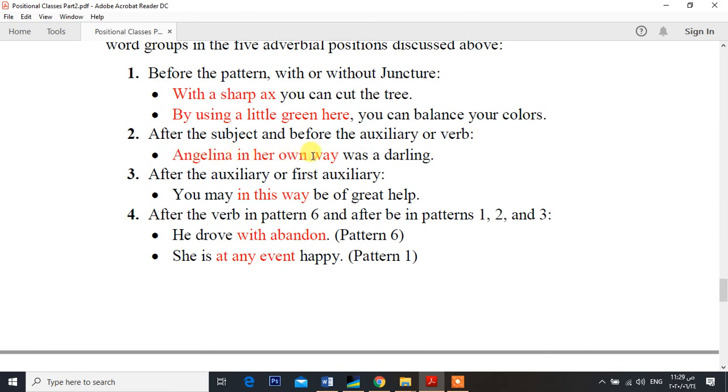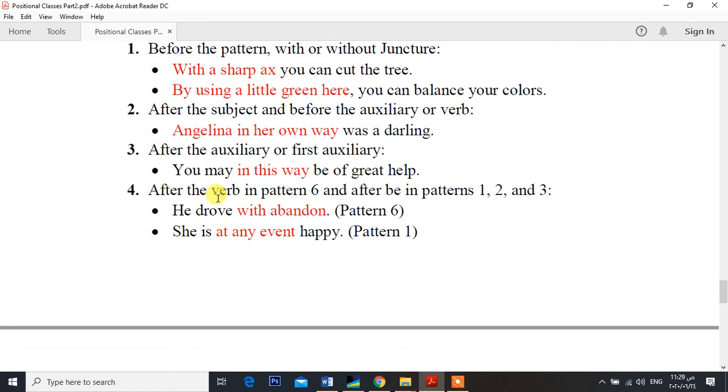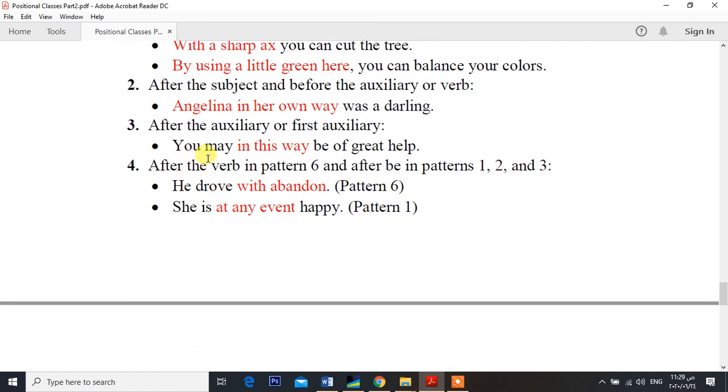Here, in her own way is a word group and occupies an adverbial position. After the auxiliary, or the first auxiliary: you may in this way be of great help. Here, after the auxiliary, which is may. And after the verb in pattern 6 and after be in pattern 1, 2, or 3. He drove with abandon. Here, after the verb drove in pattern 6.